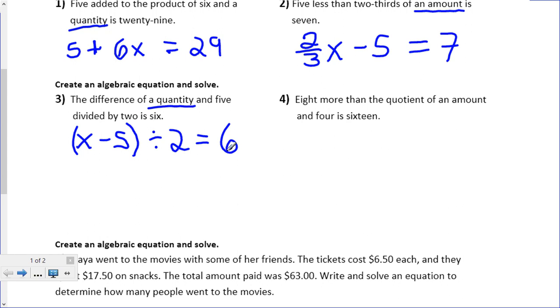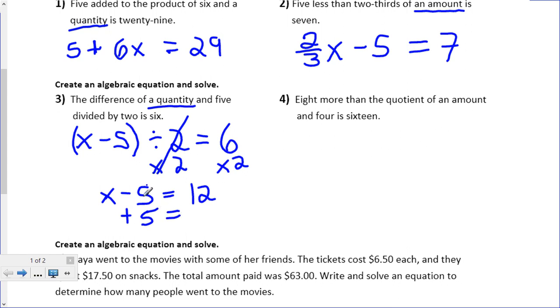Now we need to solve it. So again, to solve, we reverse what's with the variable. So what's with the variable is subtraction and division. The thing that's further away, we reverse that first. We go in backwards order. So we want to get rid of division. To get rid of division, we multiply. This cancels out. We'll be left with x minus 5 equals 12. Again, we want to reverse the subtraction, so we add. This cancels out. We get x equals 17.